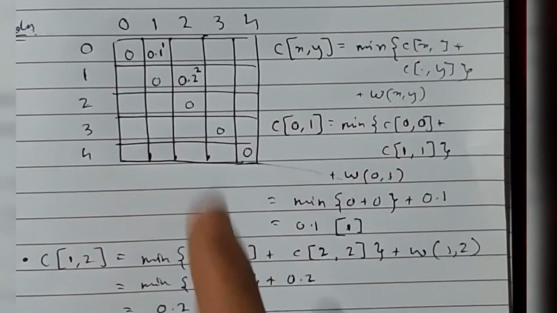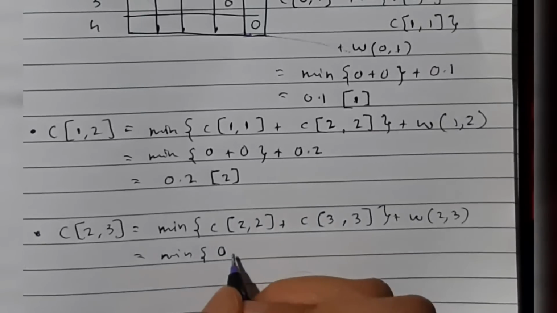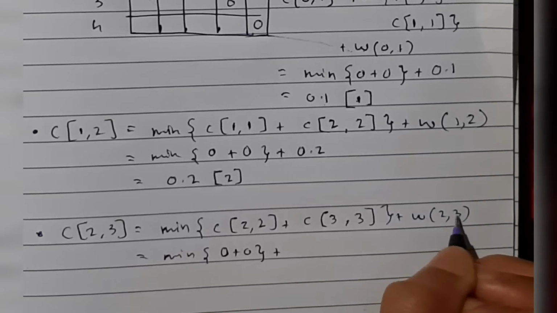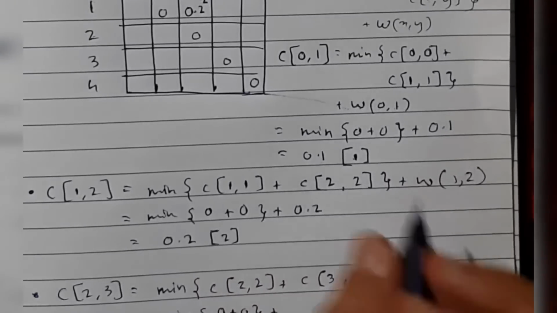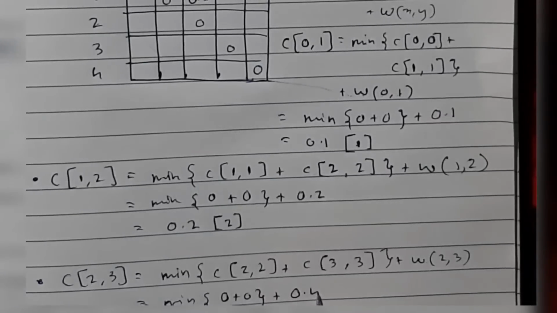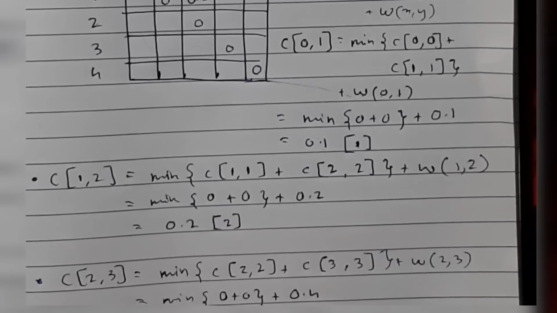Both of these are 0 here. So I'll be writing here minimum of 0 plus 0 plus W of 2 comma 3. For 2 comma 3, we will always look at the right one, which is 3. So what is the frequency of 3 here? It's 0.4, right? So I'll be writing here plus 0.4. Okay, so I'll get the answer as 0.4.